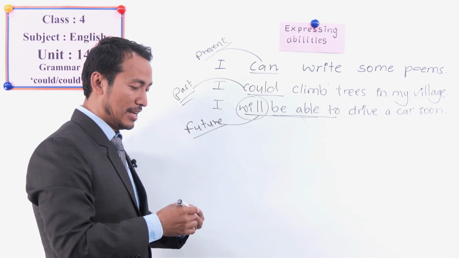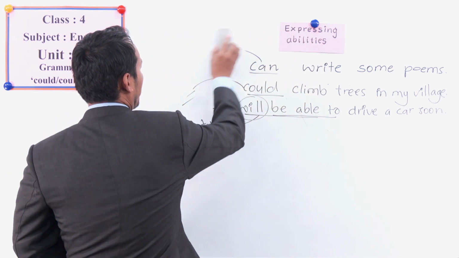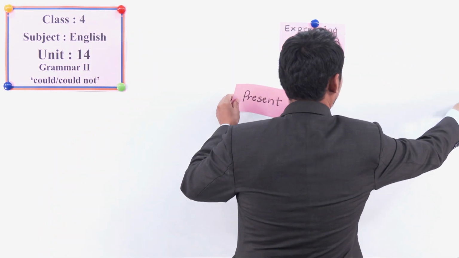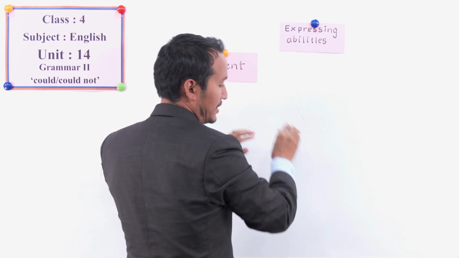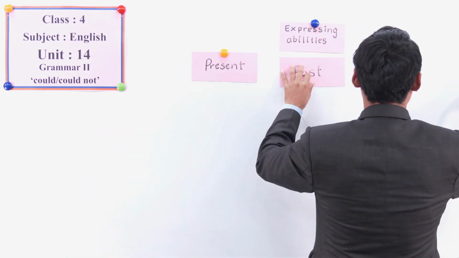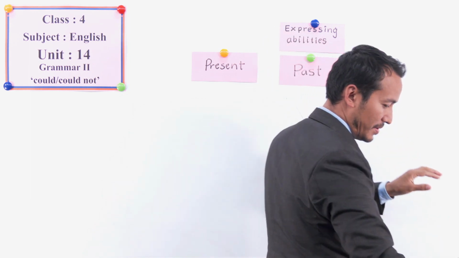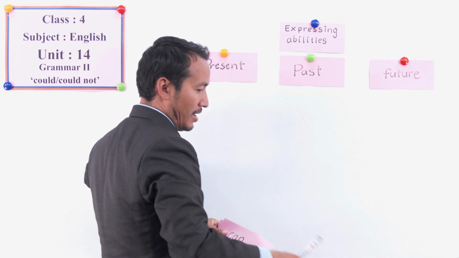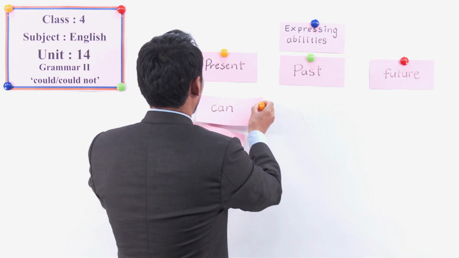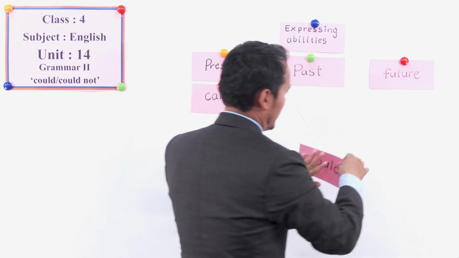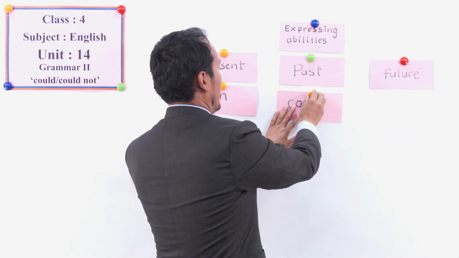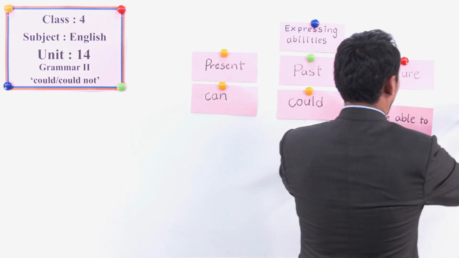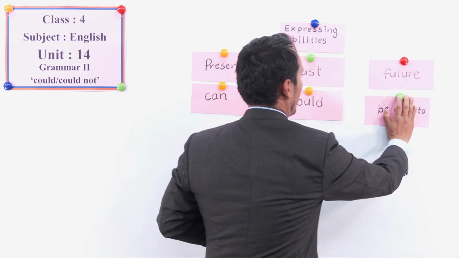Okay students, now let me present different tenses and their forms. Let's divide them into different forms. We talked about present, we talked about past, and we talked about future. It will make it easier to classify them. For present, we can talk with the use of can, for past we can use could, and for future and other tenses we can use be able to.